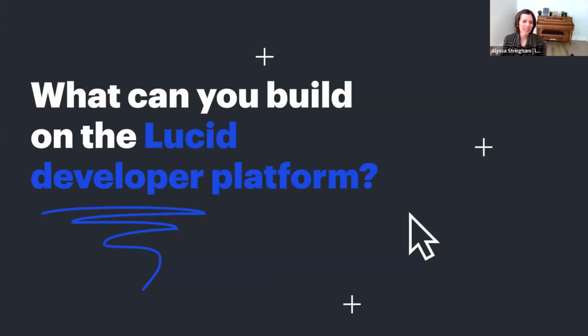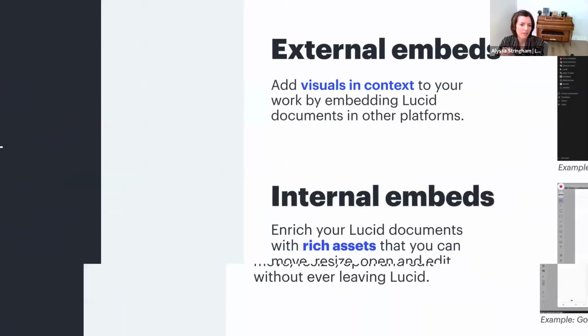We know that you all likely have different workflows that you would benefit from automating, or improving with Lucid, to be able to take advantage of Lucid's visual collaboration tools. Today, I'll cover a few types of builds that we support, and I also want to call out that these are just the start. There are many other use cases that are possible. So what can you build on the Lucid developer platform?